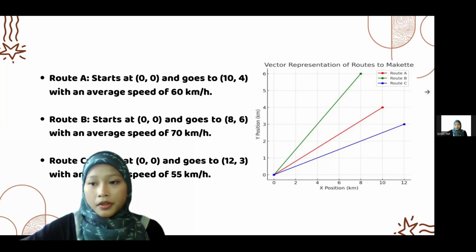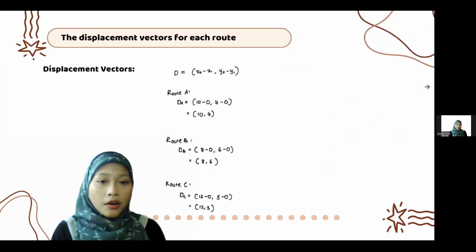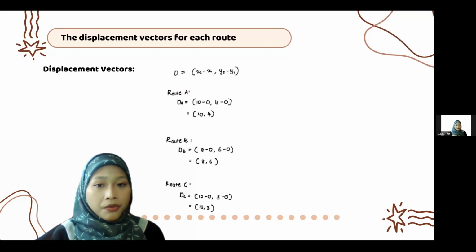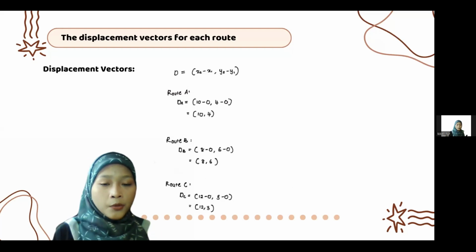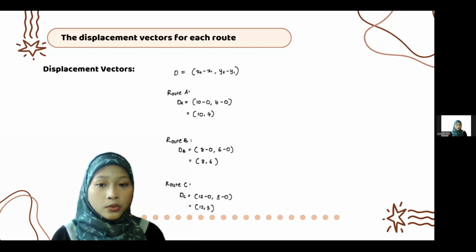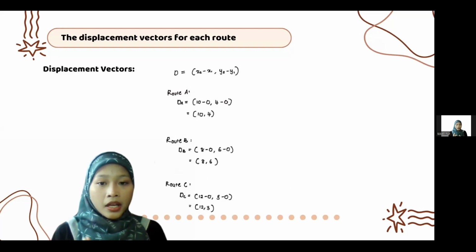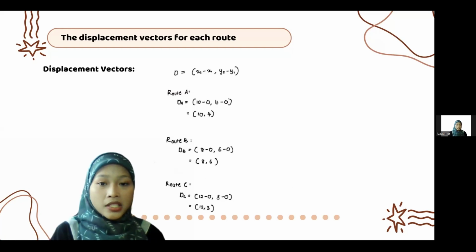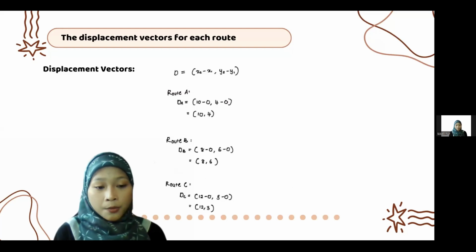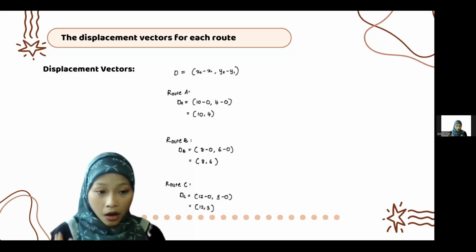So now, first, we will find the displacement vector for each route, route A, route B, and route C, using the formula v equals x2 minus x1 and y2 minus y1, where x2 and y2 represent the coordinate of the last point, which is Makete, and x1 and y1 are the coordinate of the starting point, which is Mushrif's house.